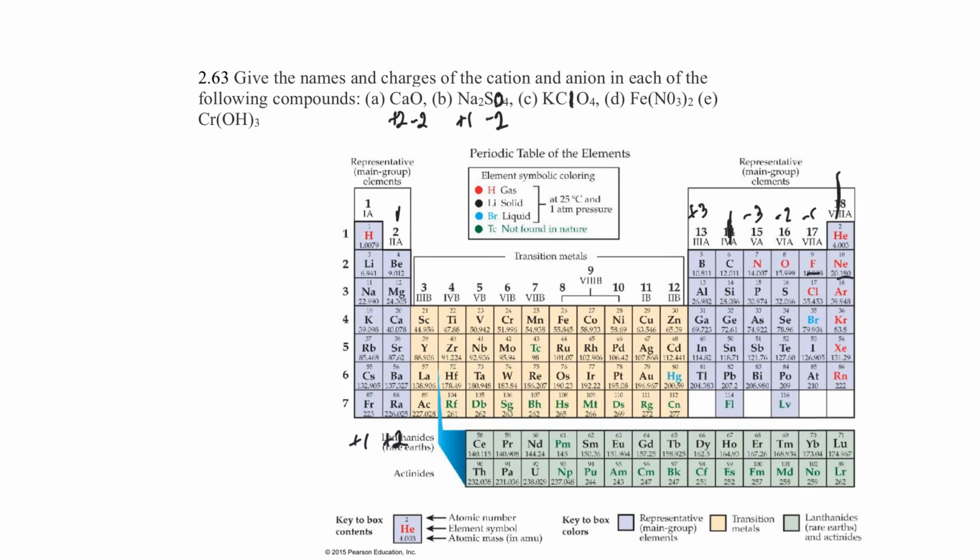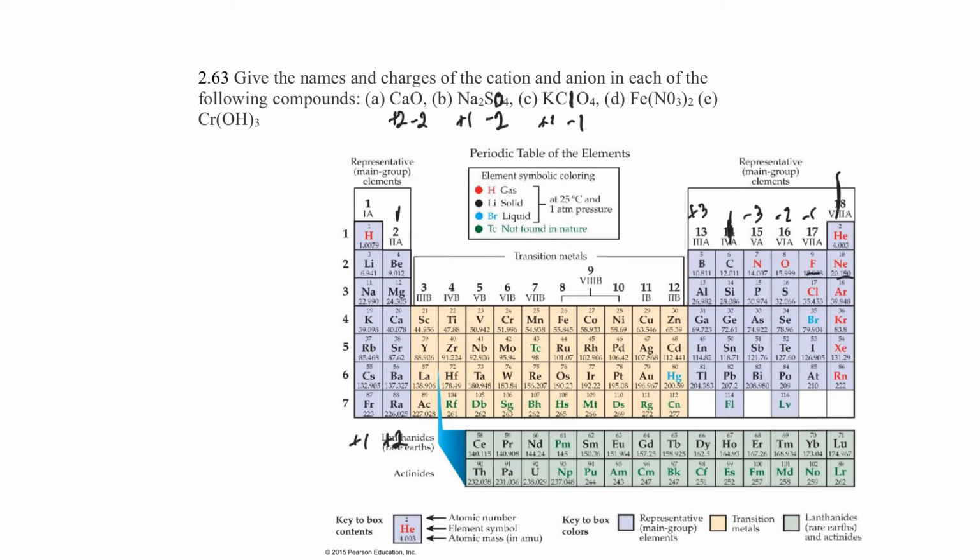Let's look at the perchlorate. This is going to be potassium. It's in group 1, so it's +1. The perchlorate has to match +1, to balance it. So all of this has to be -1. ClO4 is -1.